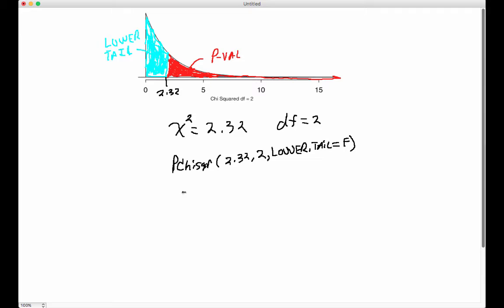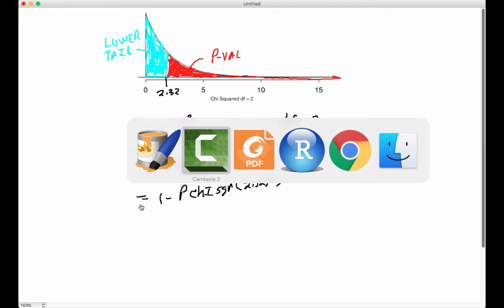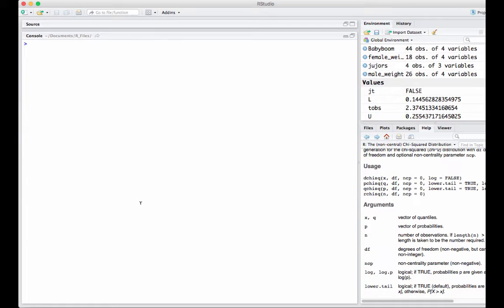Now, of course, you could just go 1 minus pchisq, and that would work also. But you have to recognize why you're doing that, okay? So in other words, these two would be equal to each other. You'll get the same number either way. So let's go over into R and see if that works, okay? So we'll put in pchi, oh look at that, it gives me autocomplete because I put an R in there and I didn't want an R, it's just sq. And so I'm going to put in 2.32, comma 2, comma lower.tail equals false.